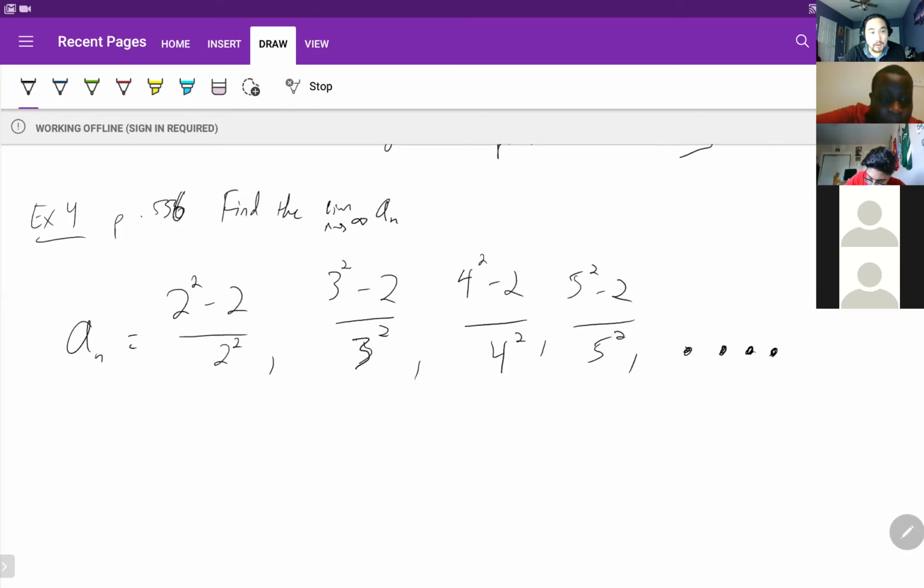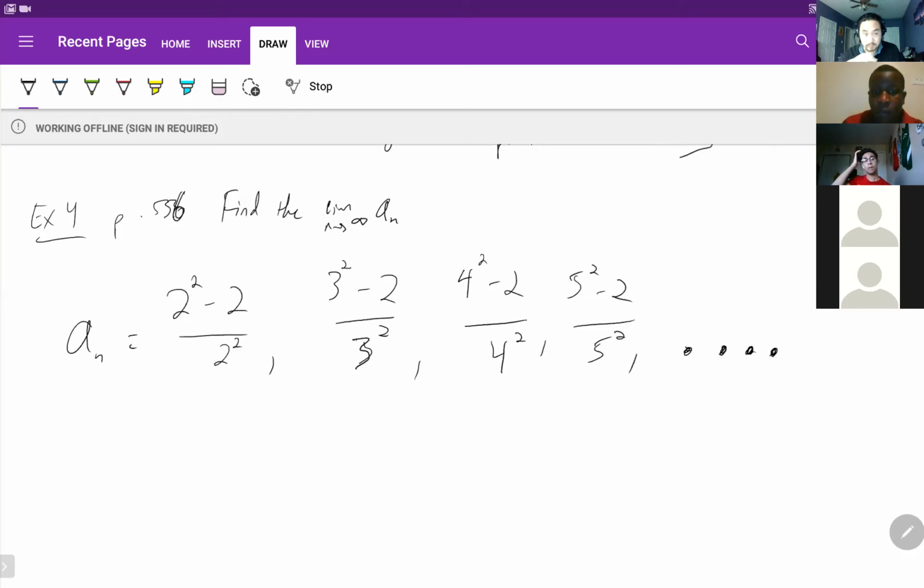A big part of sequences and series is pattern recognition. However many terms it takes, everyone's different, right? Some people saw it right away. Some people were like, oh, I didn't need that 4th term, or I didn't need that 3rd term. I think I could see the pattern right away. Some people need that 4th term, 5th term, whatever.